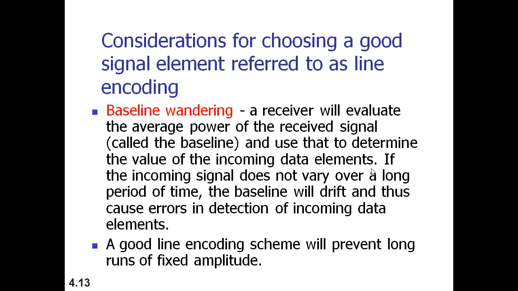This is called baseline wandering. In short, once the signal is received by the receiver, the receiver will evaluate the average power of the received signal. If the received signal does not have the proper power, it may lead to baseline drift. Drift means a drop will happen, and it will cause errors in detection.